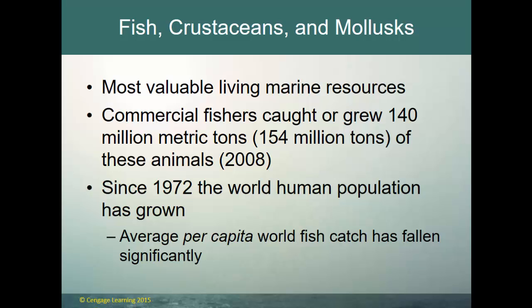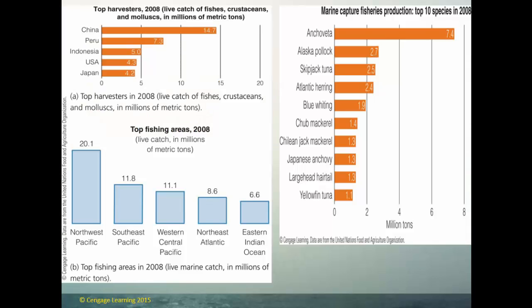The fish, of course, crustaceans and mollusks, those are our most valuable living marine resource. And commercial fisheries caught or grew about 140 million metric tons of the stuff in 2008. Since 1972, the world human population has grown, and average per capita world fish catch has fallen significantly. So the population's growing, but the fish catch is not keeping up. So that's going to set us up with a little bit of a problem.